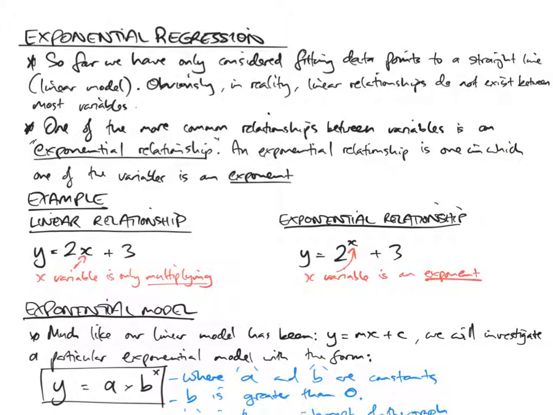So an exponential relationship by definition is one in which one of the variables is an exponent. So what do I mean by that? So far, a linear relationship looks like this. Y is equal to 2x plus 3. So the relationship between x and y is governed by this function here. And what you can see here is the variable x is only multiplying. You're multiplying 2 by x. Whereas in an exponential relationship, one of the variables is an exponent. So instead of multiplying by x, you are putting 2 to the power of x instead. So the x variable is an exponent in this particular kind of relationship.